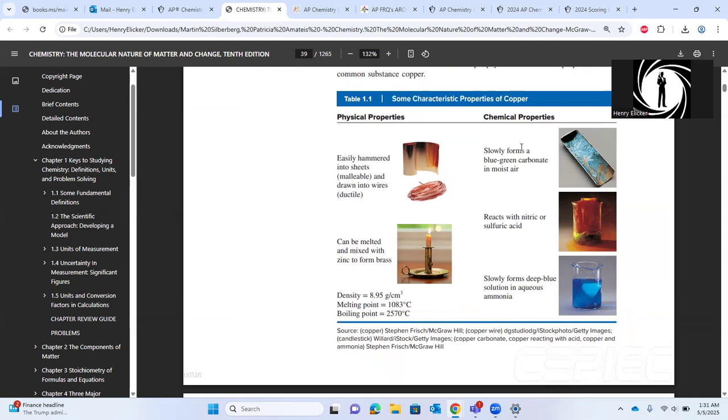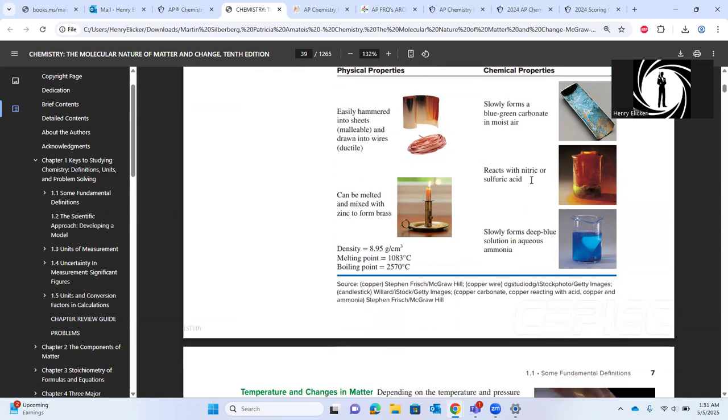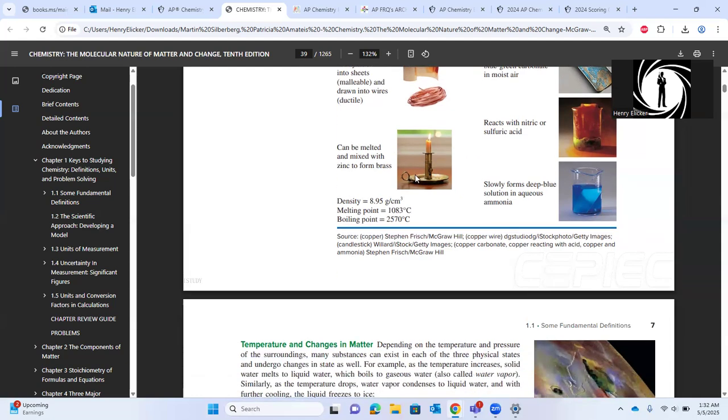What about some chemical properties? Well, these are things that change copper into something else, maybe another form of copper. This copper can actually change in moist air into a certain chemical. It can react, and we know it's reacting because we see bubbles, we see heat or light, and maybe even another solution. That solution will change color, right? And remember, color is a physical property. If you change it into another color, there's a good chance that it's a chemical change now.